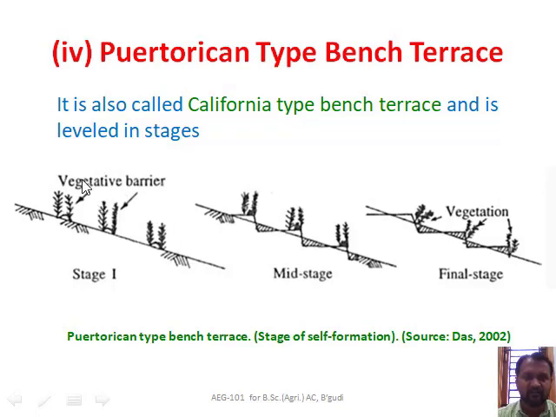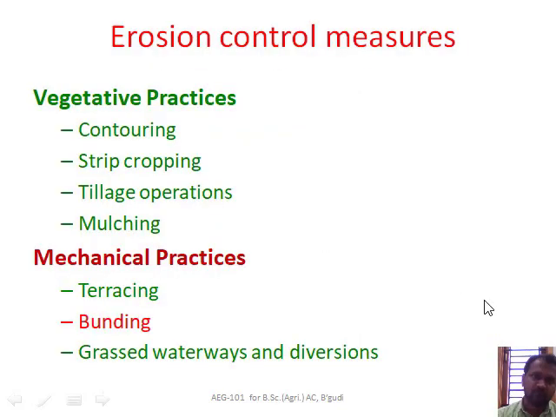So this is stage 1. In this stage we are planting the vegetation, and then in the mid stage it will slightly cut and fill the portion at the bottom of the vegetative barriers, and then the final stage will be there. So these are the plantations here.